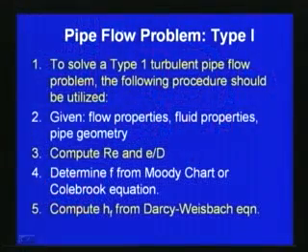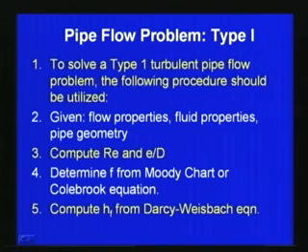For type 1 pipe flow problems, to solve a type 1 turbulent pipe flow problem, the following procedure we can utilize. The given parameters are, as we discussed, the flow properties, fluid properties and pipe geometry. The next step is, by using these parameters, we will compute the Reynolds number, and also find out the E by D ratio, roughness height by diameter of the pipe, and then we can find out the friction factor by using the Moody's chart, or we can use equations like the Colebrook equation, or the various other equations we discussed earlier, like the Swamee-Jain formula.